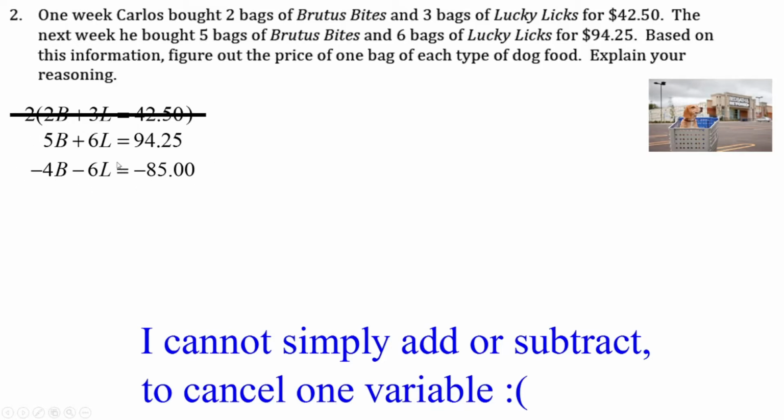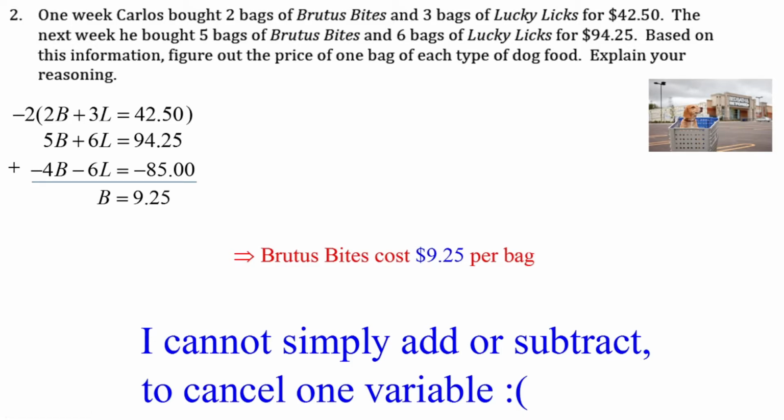Because now in this system, do you see the 6L up top and the -6L down below? If I add these two equations, my L's will cancel out. So let's add them. Okay, so 5b plus -4b would give me a b. And the 6L plus -6L would be 0. And over here on the right, $94.25 plus -$85, that means I'm subtracting the $85, would be what? $9.25. So Brutus Bites are costing $9.25 per bag.